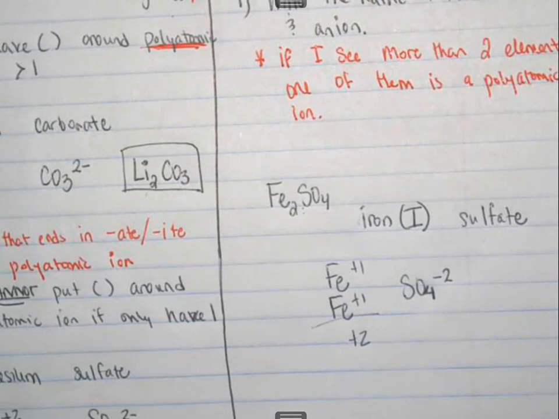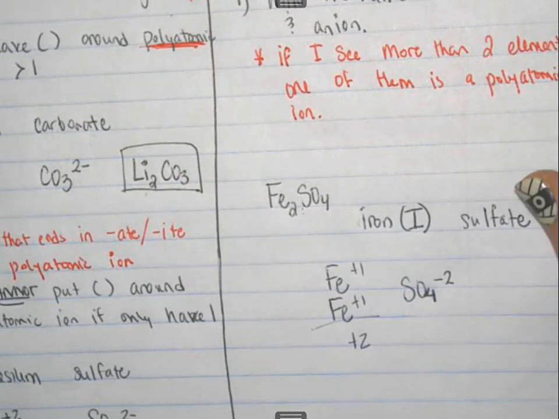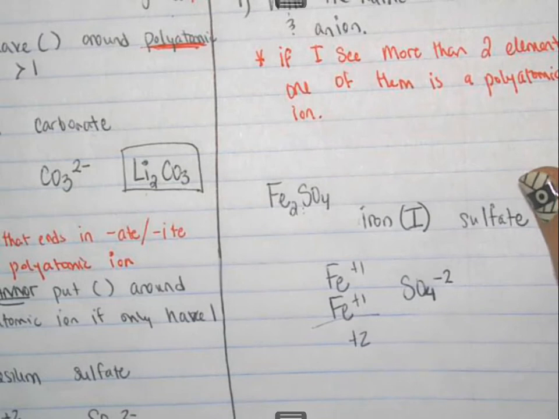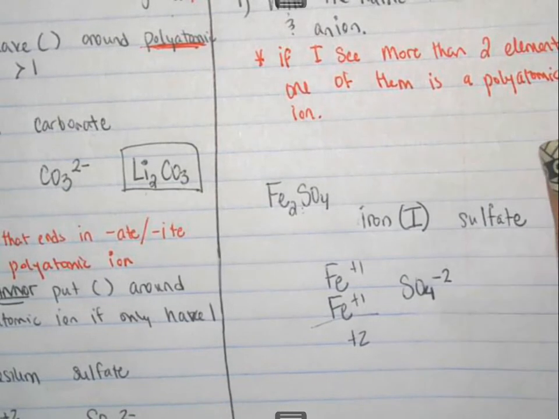Now, we have one more set of things to name. And the other set of things to name is our covalent compounds.